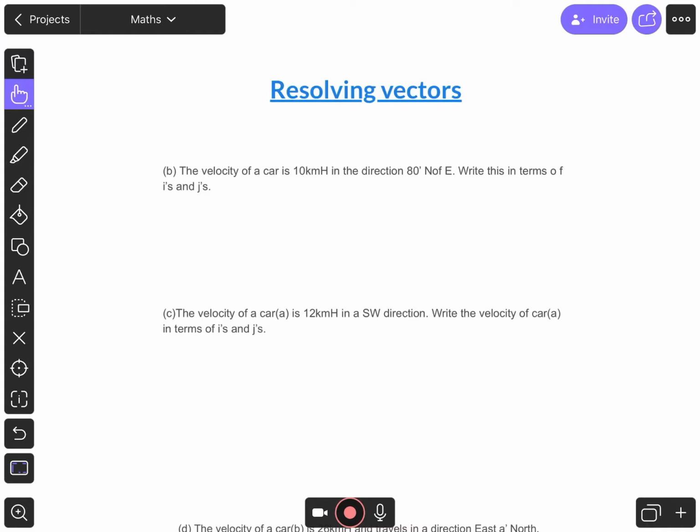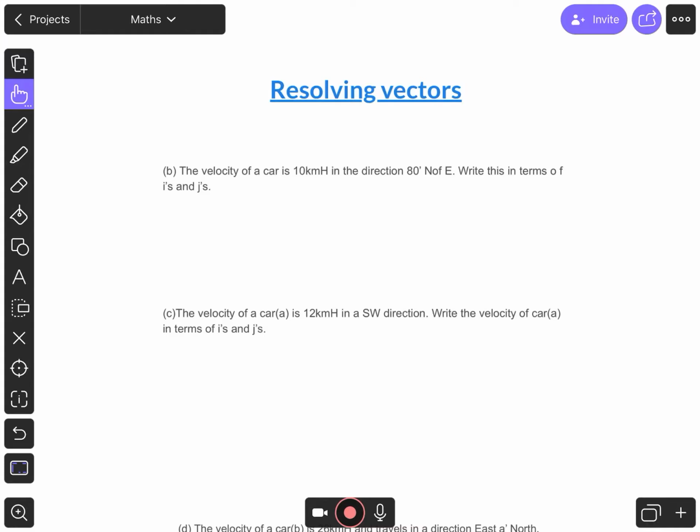Resolving vectors. The reason we need to resolve a vector, or what resolving a vector means, is that we're going to be given a certain amount of information, but we want to turn that information into a vector in terms of i and in terms of j, so having its i horizontal component and its j vertical component.